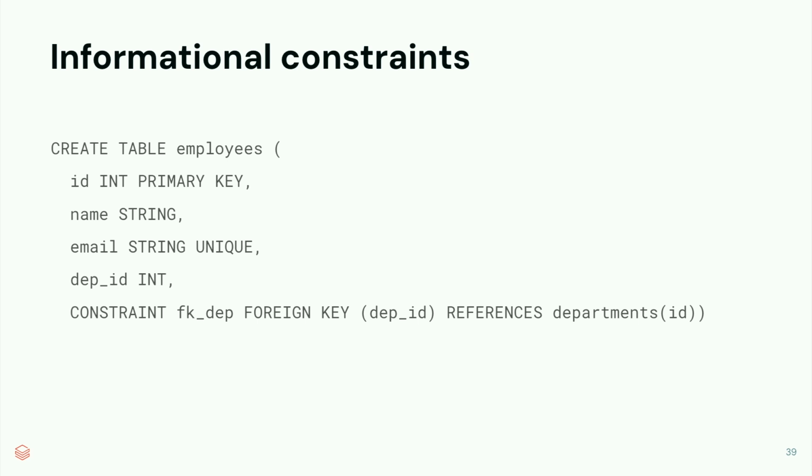We also added a bunch of informational constraints, in particular the primary key, unique, and foreign key. These are informational only, unlike check. Spark will not enforce them, but it will use them for query optimization purposes.